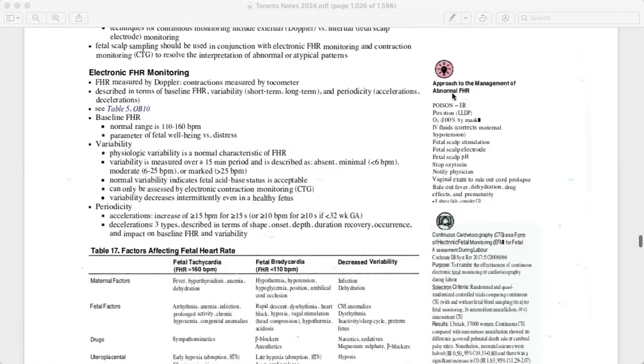Approach to the management of abnormal fetal heart rate, how are you going to approach it? First you are going to check the position. Very commonly the female is lying in the supine position, so that's why it's happening, as there is pressure on the fetus and the fetal heart rate is compromised. So first change the position to left lateral decubitus, then O2, IV fluids, fetal scalp stimulation, fetal scalp electrode, fetal scalp pH. So just remember the acronym POISE, which can help you. P for position, O for oxygen, I for IV fluids, S for scalp stimulation, scalp electrode, scalp pH.